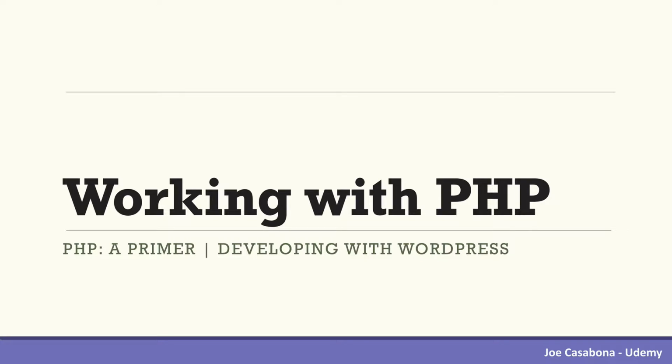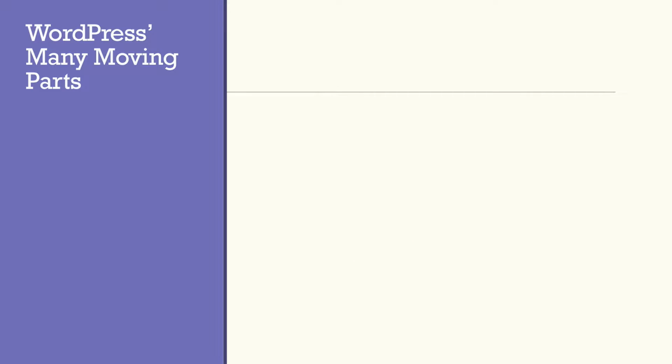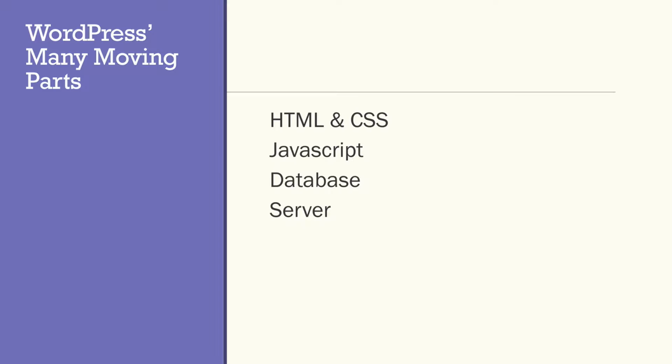WordPress is a complex system with a lot of moving parts and pieces working together. We have HTML, CSS, and possibly JavaScript for the front end of the website. We have the database, which is where all of the information is stored. We have the server, which is where all the files are stored. But perhaps most importantly, we have PHP, the programming language that makes WordPress tick.